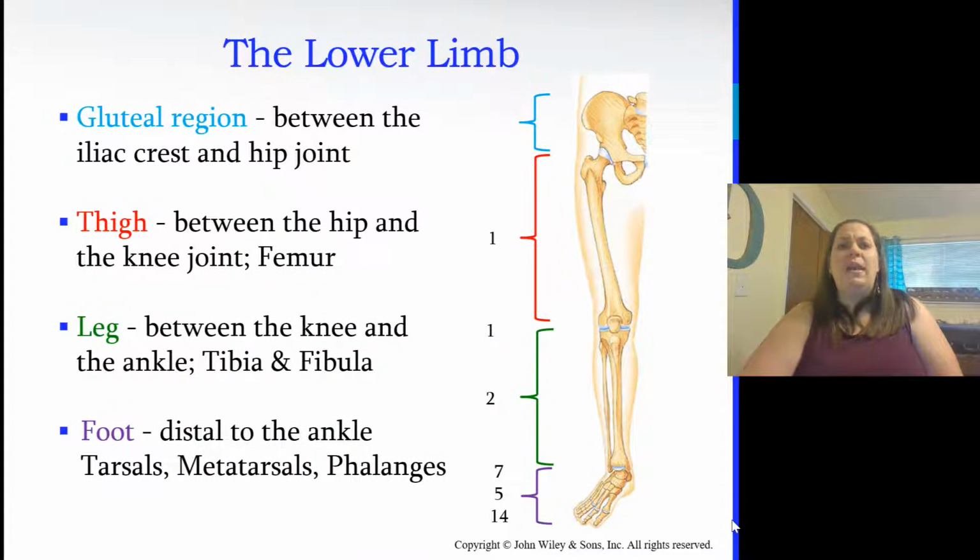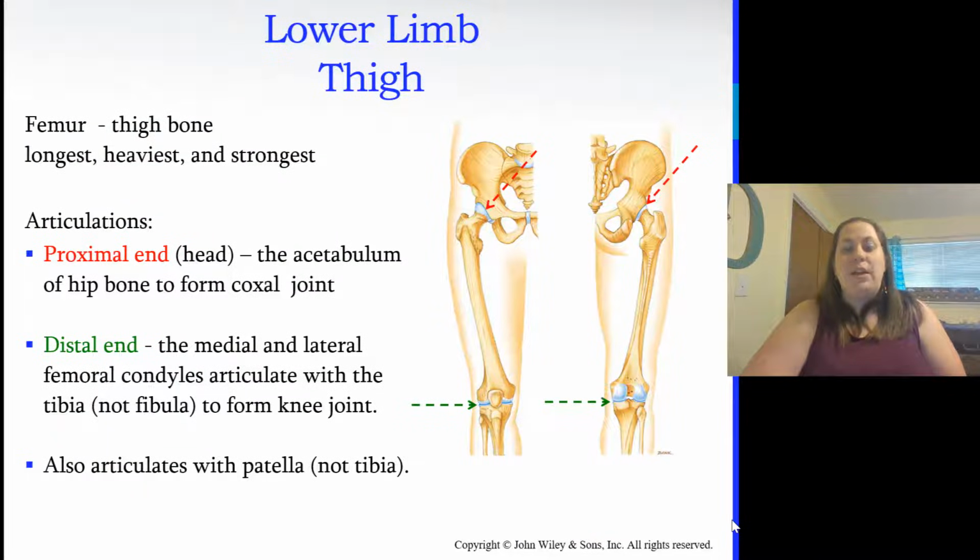So with the lower limb, we have the gluteal region, which is between the iliac crest and the hip joint. You then have the thigh, which is between the hip and the knee joint, which contains the femur. The leg, which is between the knee and the ankle, consists of the tibia and fibula. And then we have the foot, which is distal to the ankle, which contains the tarsals, metatarsals, and phalanges.